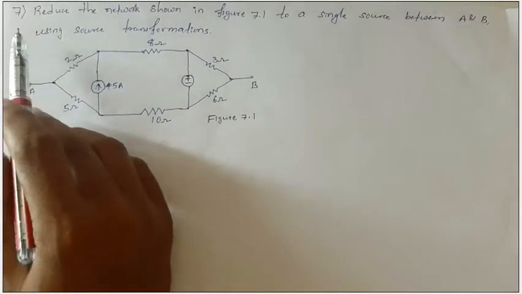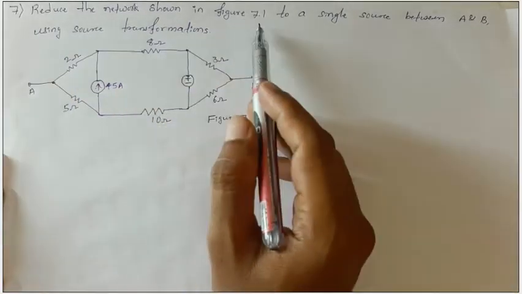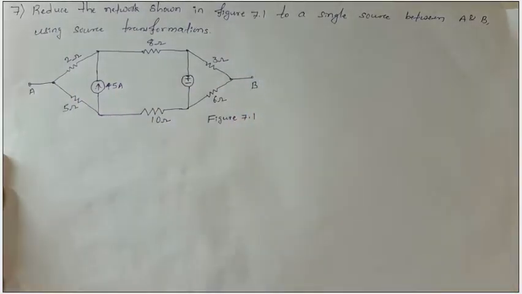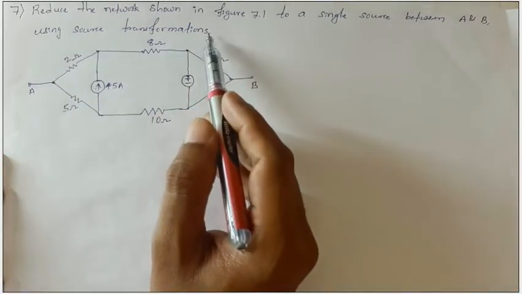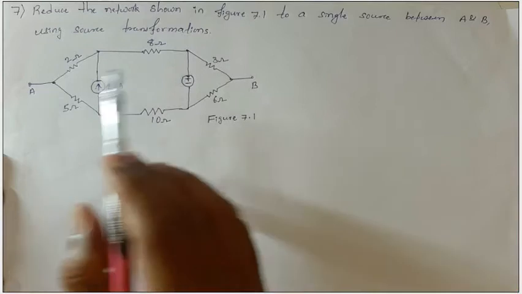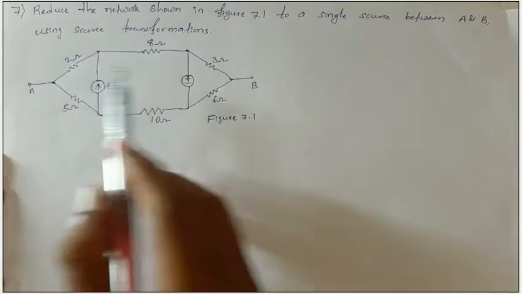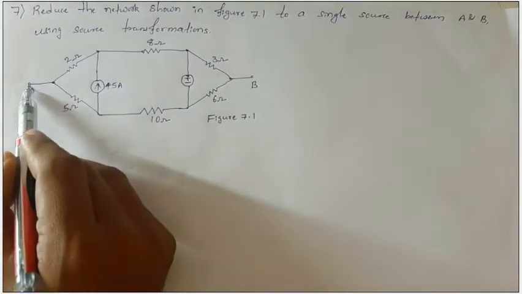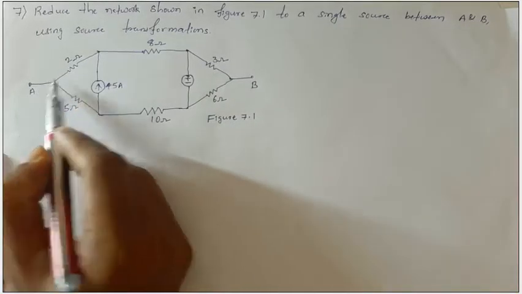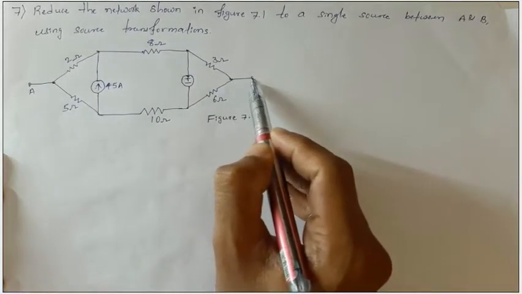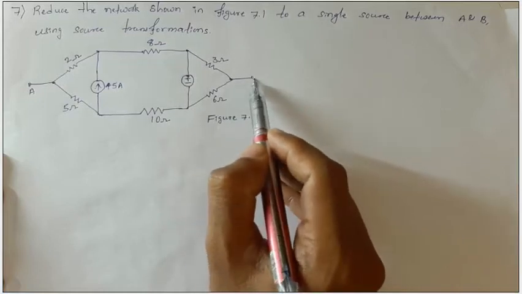The statement is: reduce the network shown in figure 7.1 to a single source between A and B using source transformations. This is the network, dear students. This point is A and this point is B. Whether I consider this as A or this as A, it is the same thing because this is the same node, and this as B or this as B doesn't make any difference because the node is the same.